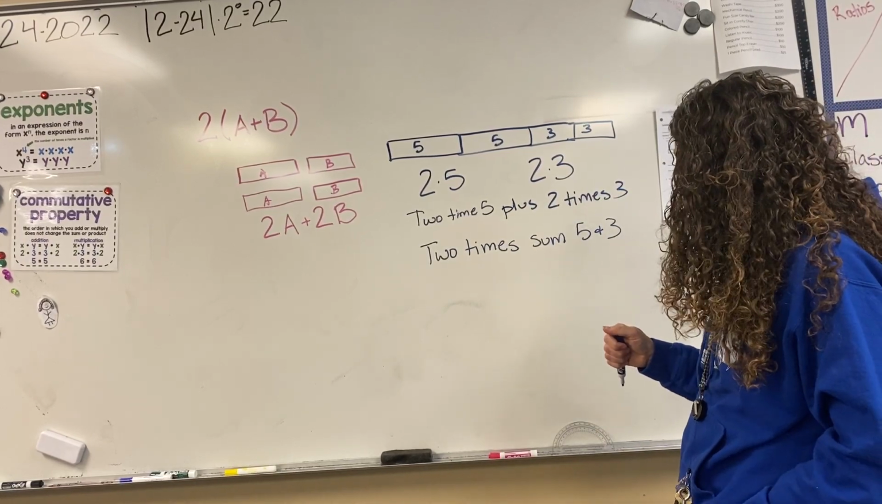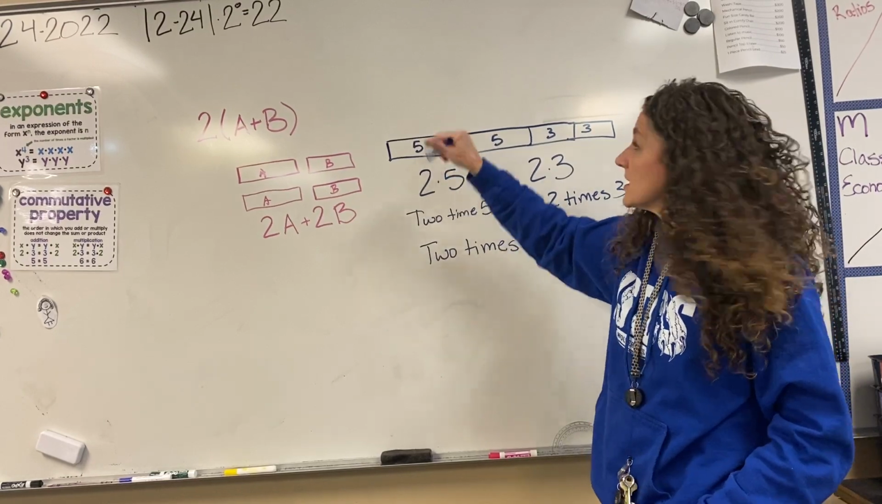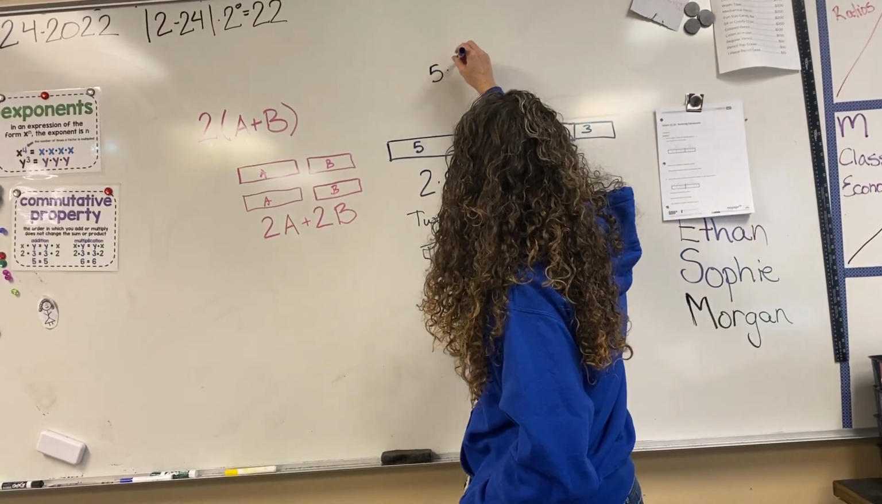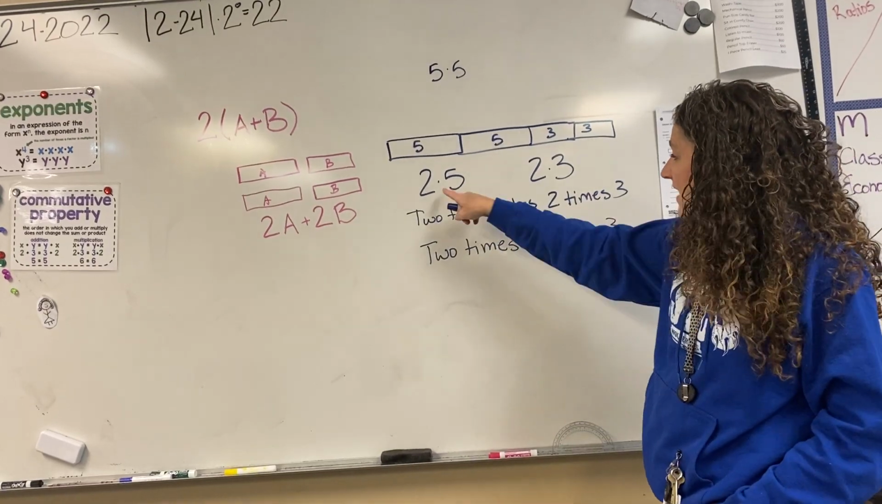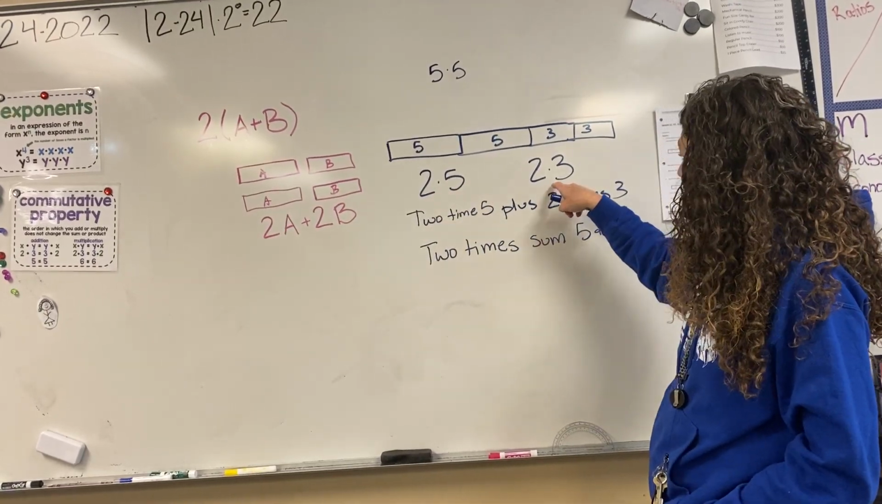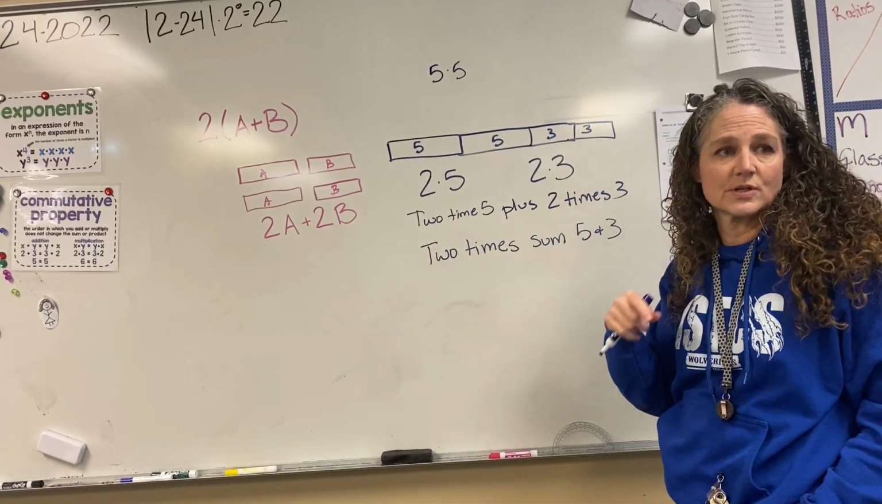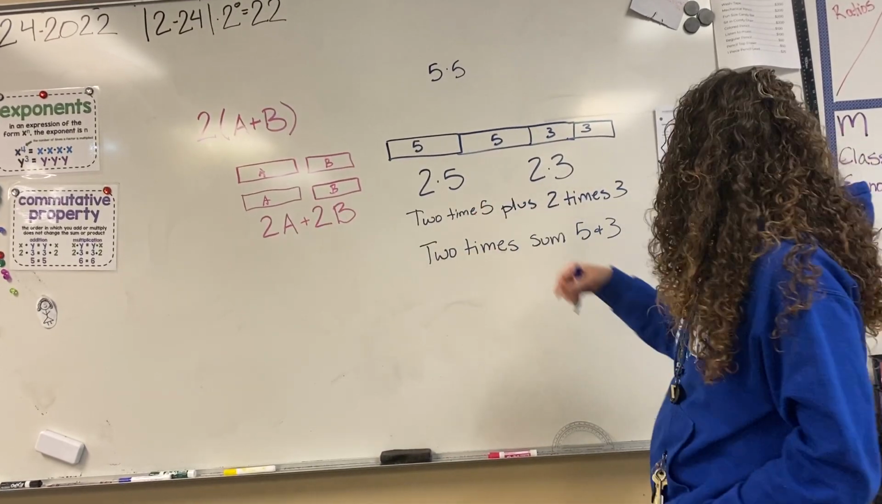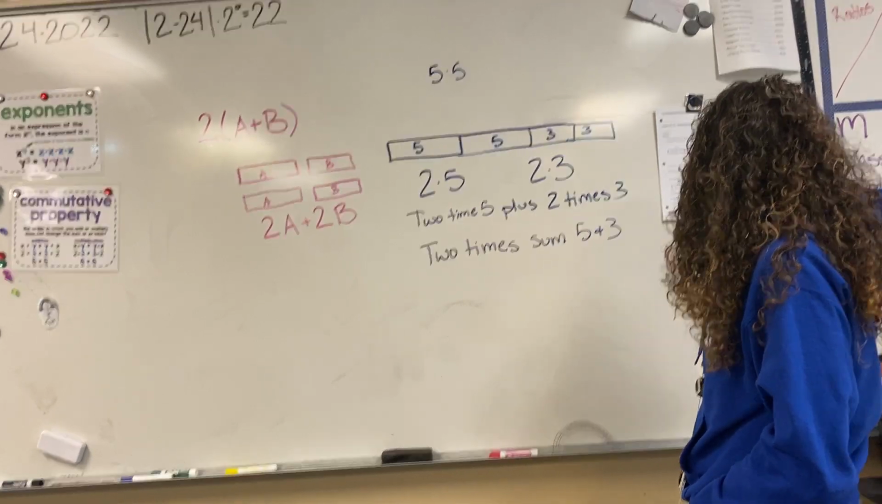Is it 5 squared? No. 5 squared is 5 times 5, so I would need to have 5 5s for that to be 5 squared. So it's 5 times 2 and 3 times 2, or 2 times 5 or 2 times 3. It doesn't matter, right? Because we learned the commutative property of multiplication. They're the same.